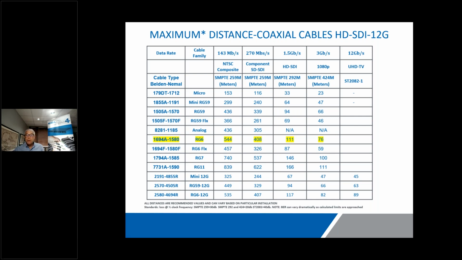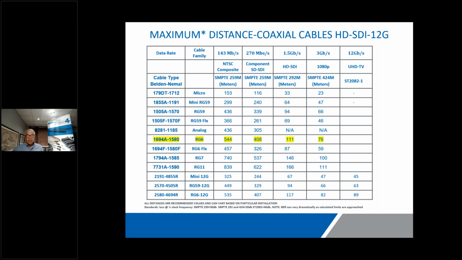By the time we get to the 3 gig range, it's now lost 85% of its distance capability. Now, I want to point out that the last column is the 12 gig column, and there is a SMPTE standard, ST 2082-1. None of the standard cables even have an entry in there. There are 3 high performance or 12G coax cables that do have an entry in that column, but I'd like to make a couple of points as it relates to the choice between copper and fiber.